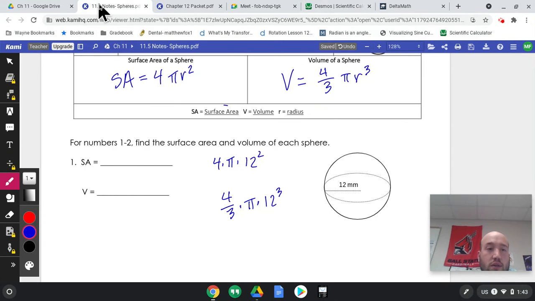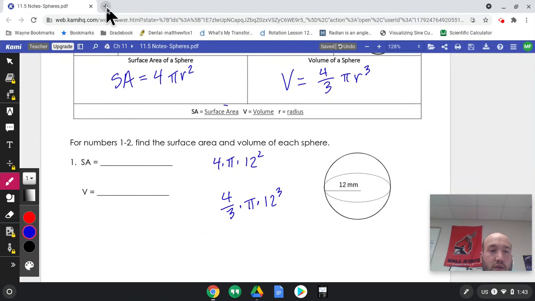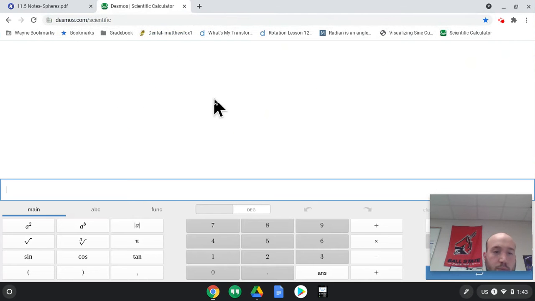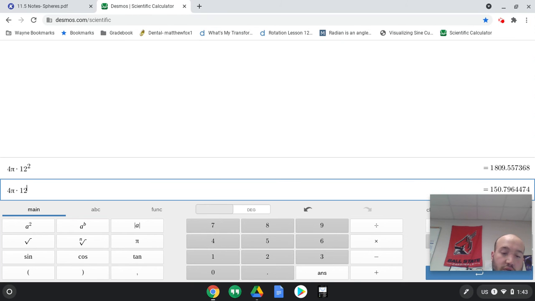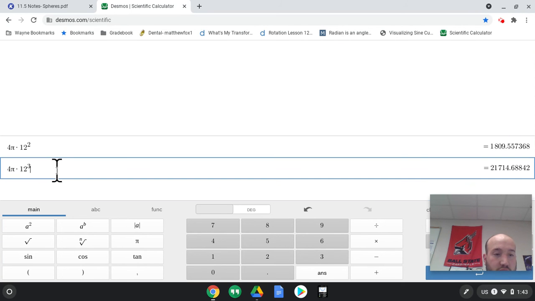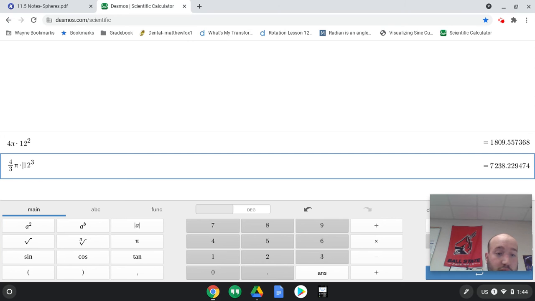All right. So if we go ahead, open Desmos, we said 4 pi times 12 to the second and 4 pi times 12 to the third. So, oops, sorry. That last one I made a mistake. It's not 4 pi, it's 4/3 pi times 12 to the third. So you'll see we get 1809.56 and 7238.23.